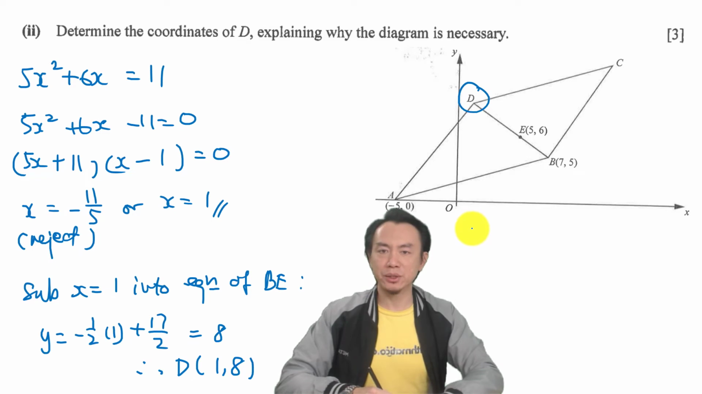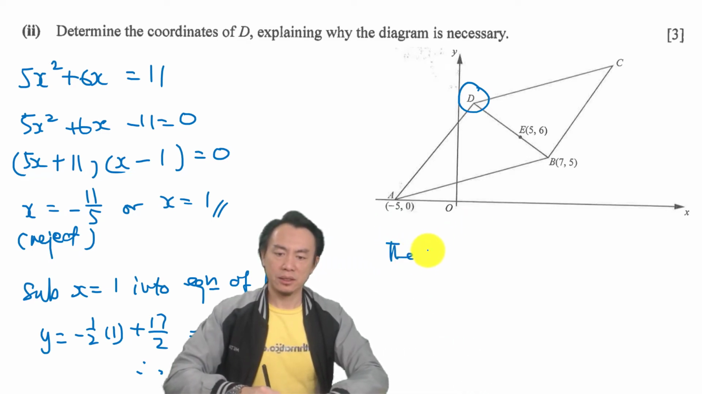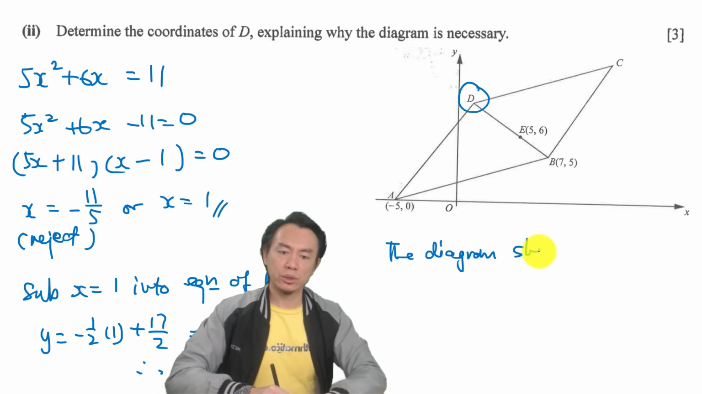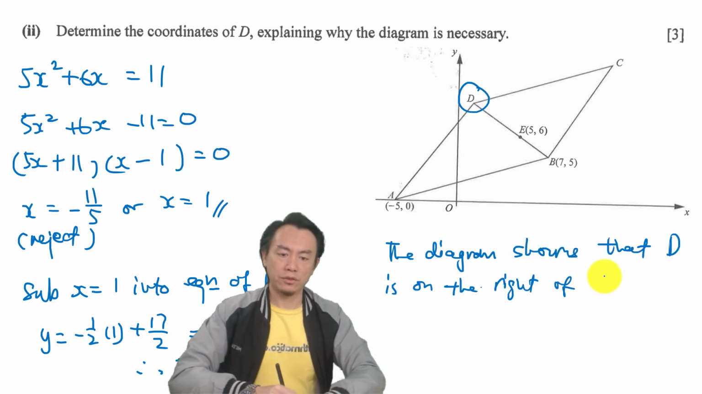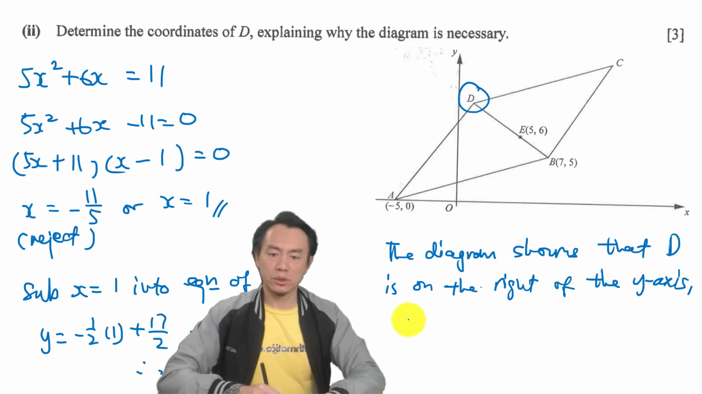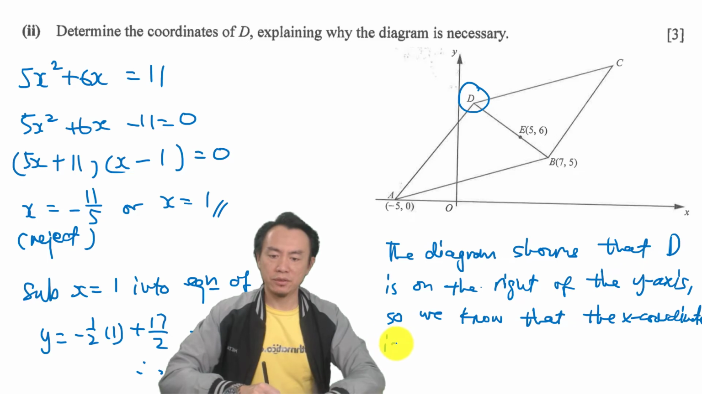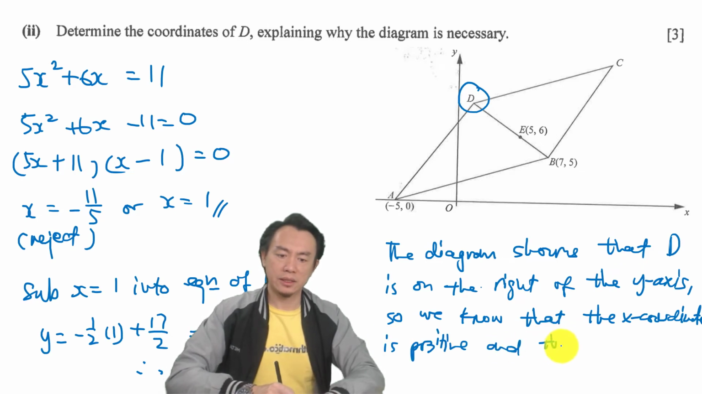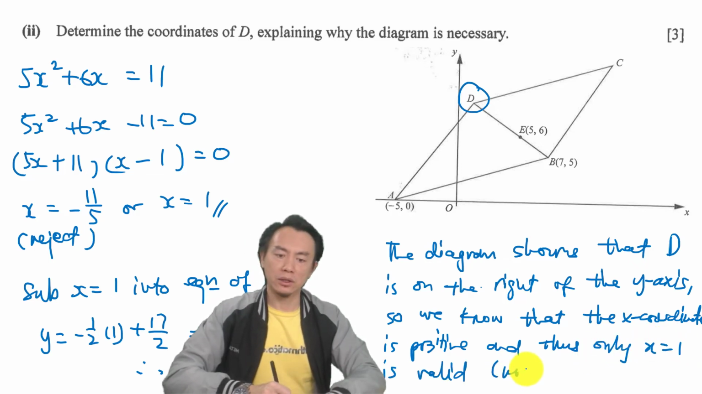Write a little statement to explain why the diagram is necessary. The diagram shows that D is on the right of the y-axis, so we know that the x-coordinate is positive, and thus only x equals 1 is valid, and not x equals negative 11 over 5.